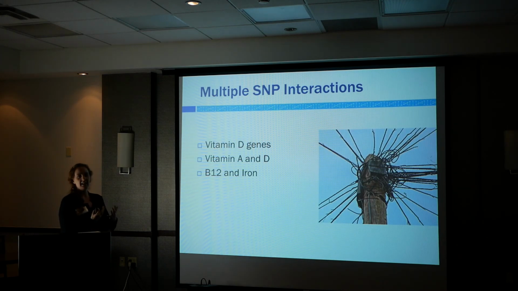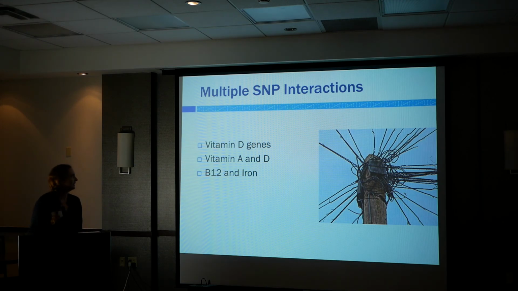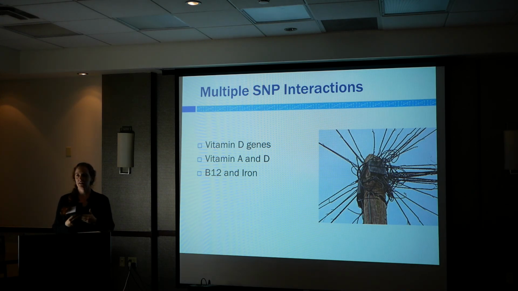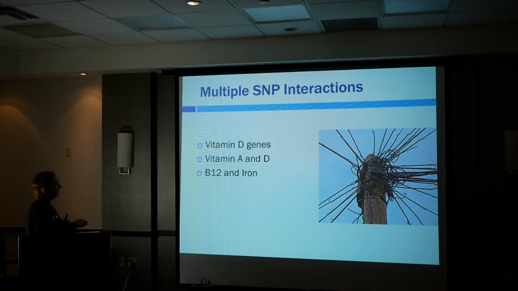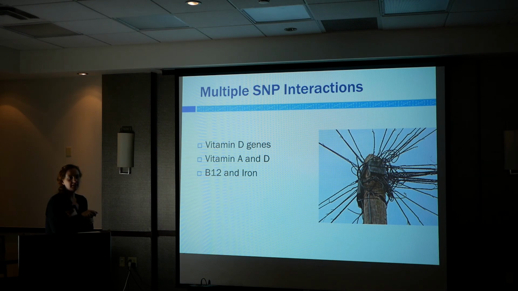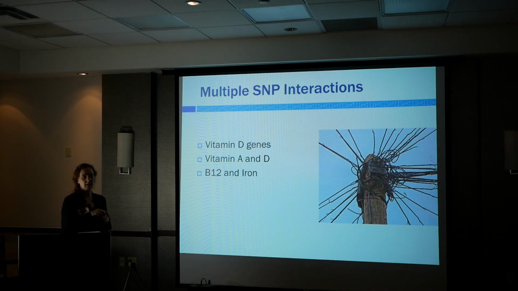So making those connections, the SNP interactions. Vitamin genes, there's a lot of interactions there. But also vitamin A and vitamin D, there's interactions, and then no surprise, anybody who's ever looked at a CBC and looked at the size of somebody's red blood cells knows there's a connection between B12 and iron.